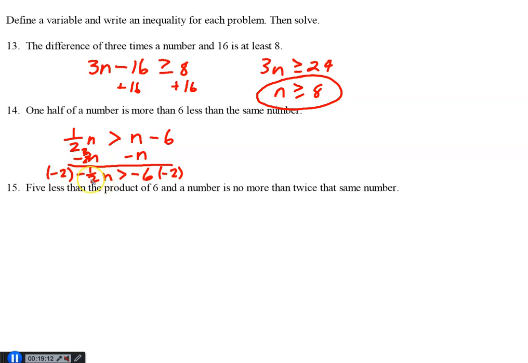And again, here's that rule again. It comes up a lot. If you multiply by a negative or if you divide by a negative, you've got to remember to switch the inequality. So my solution here is n is less than 12.